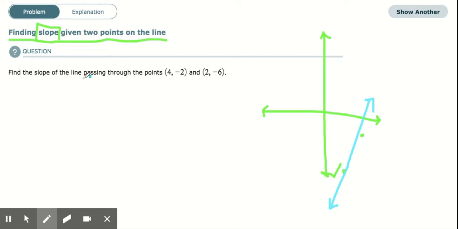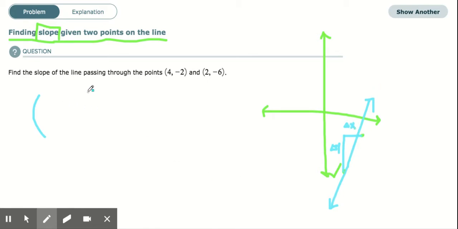So let's find the slope of the line passing through these 2 points. What we need to do is figure out how steep it is, right? So we want to see how much it goes up for every 1 unit it goes over. So we're going to find the difference between these points in terms of the y, the change in y. And then we're going to put that as a ratio divided by the change in x. And that'll tell us how steep this line is.